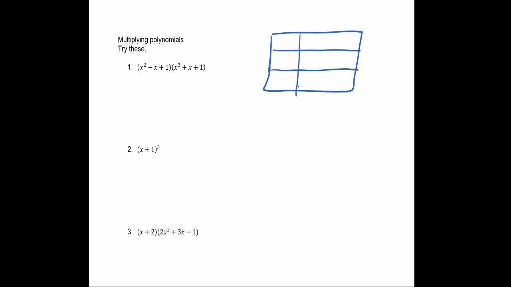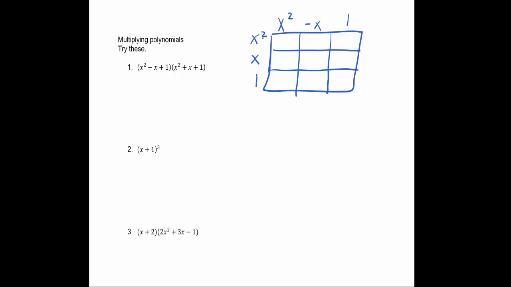A trinomial simply means that I am multiplying something with 3 terms times another algebraic expression with 3 terms. So the key here is that you cannot use the FOIL method. The FOIL method is only okay when it's a binomial times a binomial. You can, however, do the rectangular method if that helps you. So we have 3 terms in each side. So we have x squared minus x plus 1, x squared plus x plus 1.